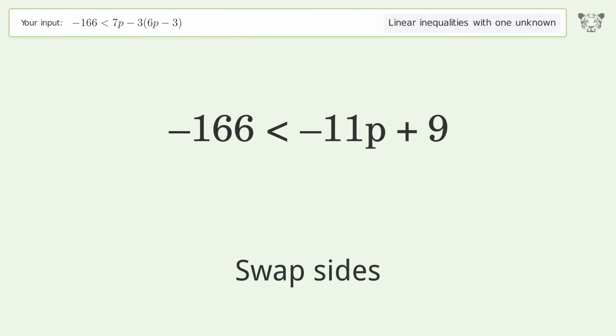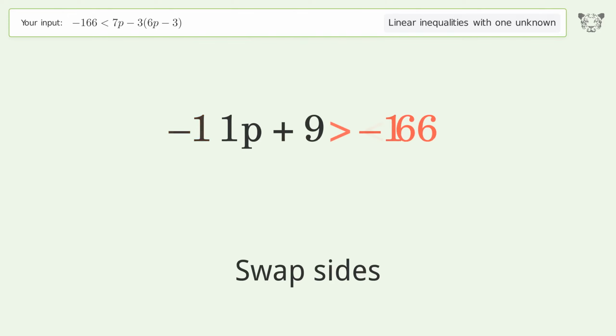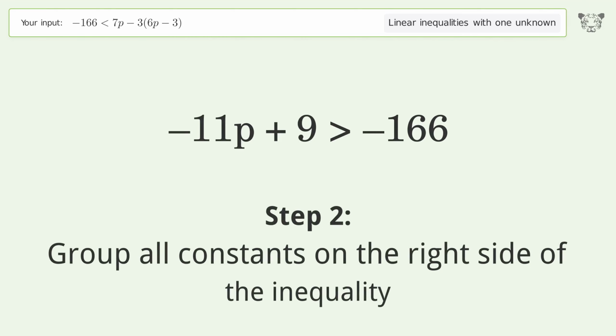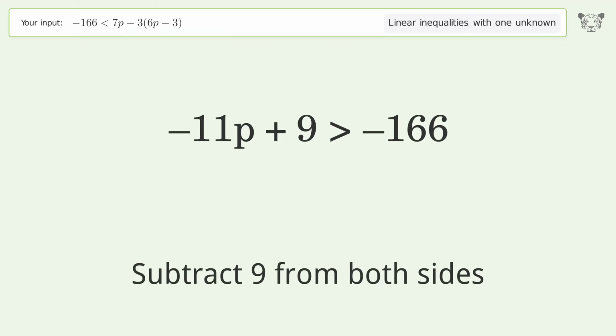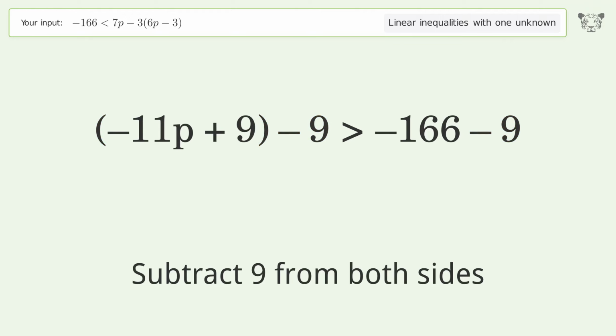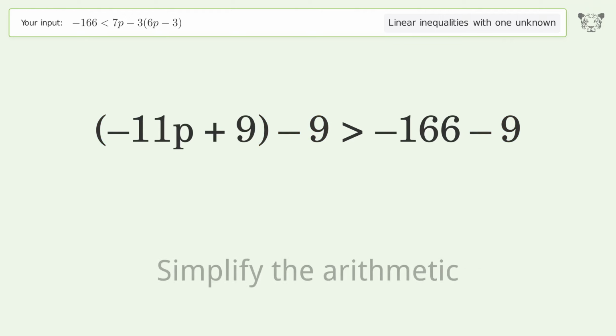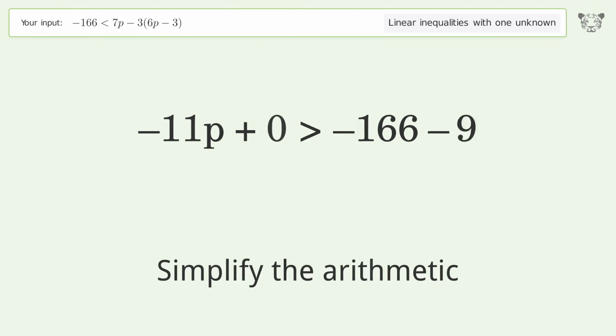Swap sides. Group all constants on the right side of the inequality. Subtract 9 from both sides. Simplify the arithmetic.